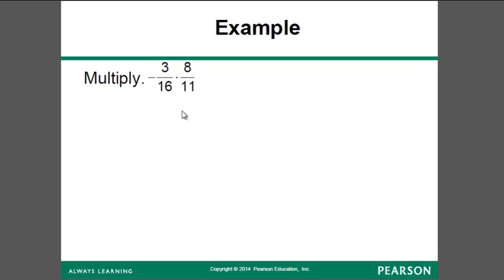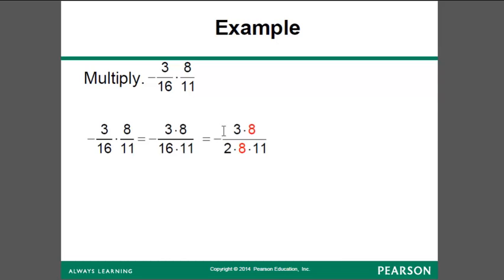Here I have negative 3/16 times 8/11. So I'm going to have negative 3 times 8 over 16 times 11. I'll simplify just a little bit by saying that 16 is the same thing as 2 times 8. Now notice, I have an 8 in common, and I'm going to cross that out. If you'll also notice, I have carried my negative sign through the entire process.